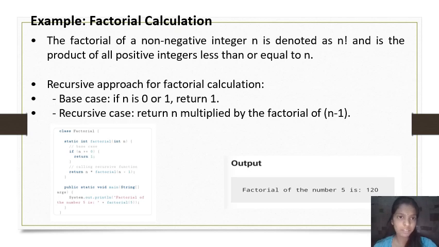Here is an example Java program for a class Factorial. Static int factorial(int n), then if n equals 0, we return 1. Otherwise, return n * factorial(n - 1). Public static void main(String[] args), System.out.println("Factorial of the number 5 is " + factorial(5)). We have to close the brackets, and for this given program the output is: the factorial of 5 is 120. So this is the example for the factorial calculation.